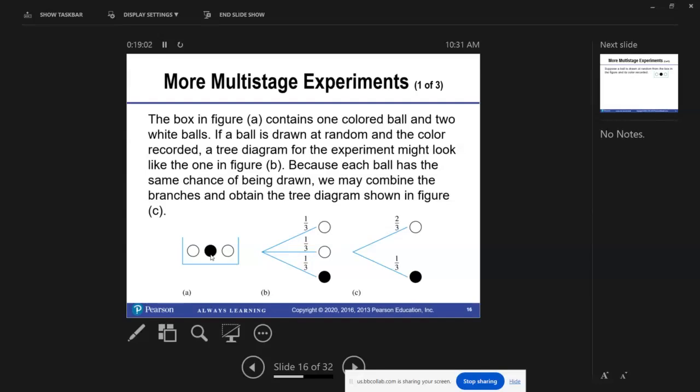Okay. Because each ball has the same chance of being drawn, we have 1 over 3, 1 over 3, 1 over 3. But these two are the same type of ball. So I could combine that and make a tree diagram that's not quite as complicated by just drawing 1 white ball and 1 colored ball. Okay, so the white ball, putting those 2 together, gives me 2/3, and then I have 1/3 here.